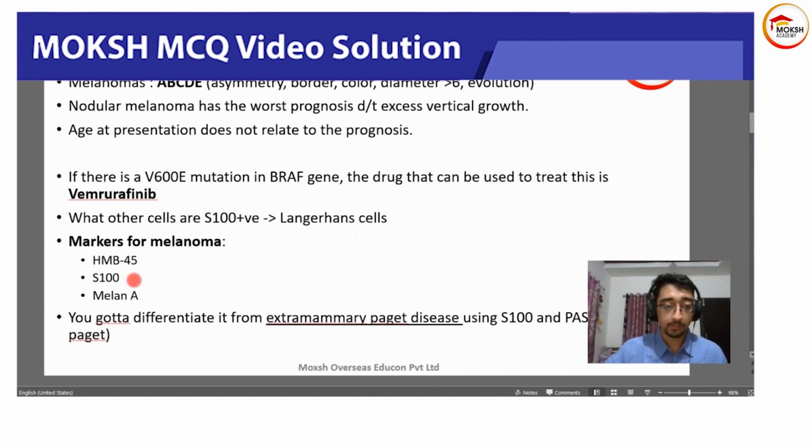Okay, so now let's use this as an opportunity to study the different markers. Okay, so most important is HMB45 and S100. Markers of melanoma: HMB45, S100, and also Melan-A, but big deal. You don't need to remember it. It's not as high yield as HMB45 and S100.